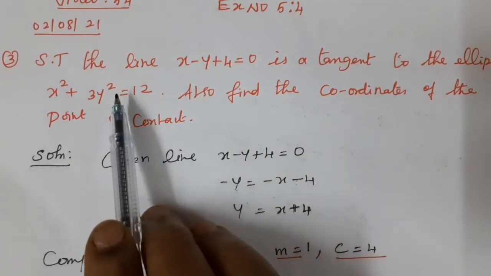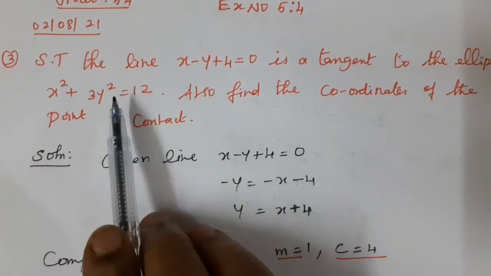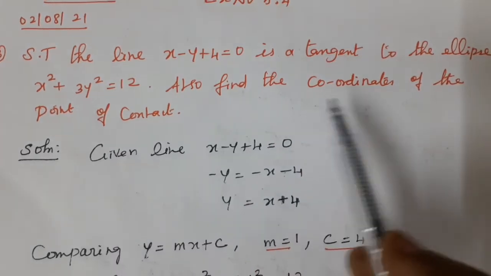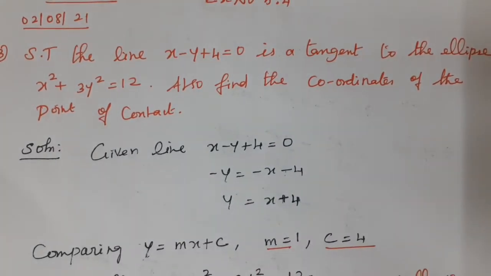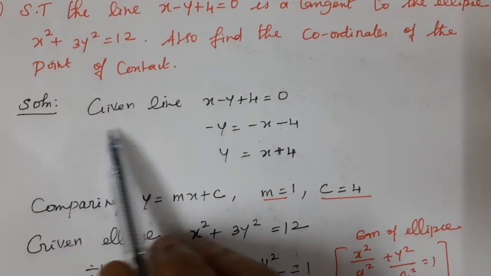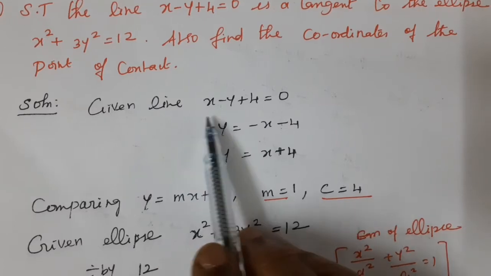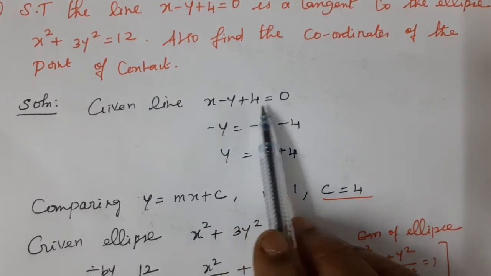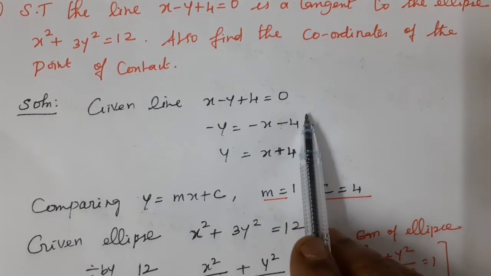The point where the line and the ellipse meet. Suppose this is the equation of the ellipse, where the tangent meets the ellipse at a point. That is called the point of contact. So what is the given equation? The equation of the line is x minus y plus 4 equal to 0.